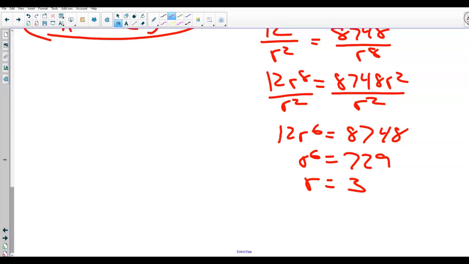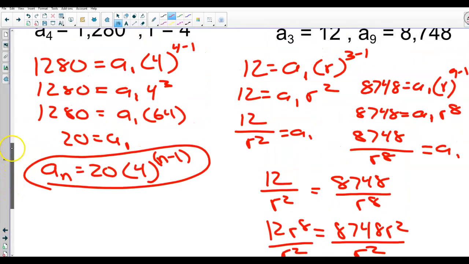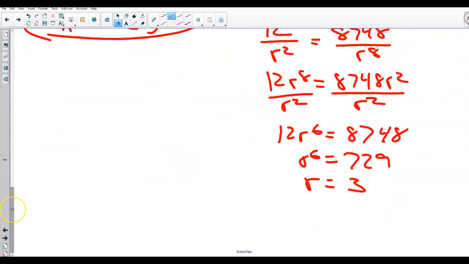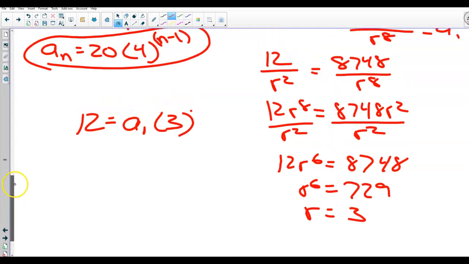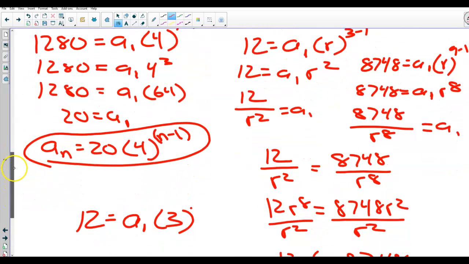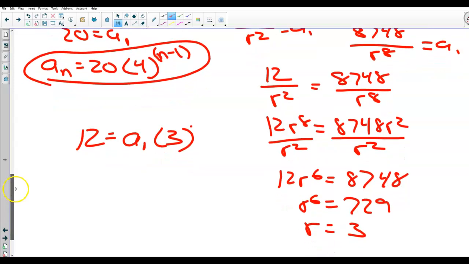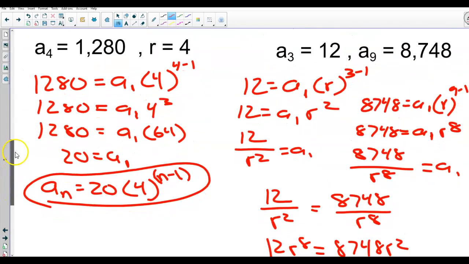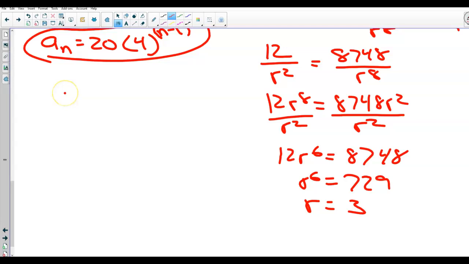So now I have my r. Now I use that to get my a_1. I'll pick a point. I'll use the smaller one. 12 equals a_1 times 3 to the 3 minus 1. Or, sorry, is that the original term? r is 3, so 3 minus 1. Okay. So my r is 3. I'm going to work with a_3 equals 12. I can see what I made a mistake on.